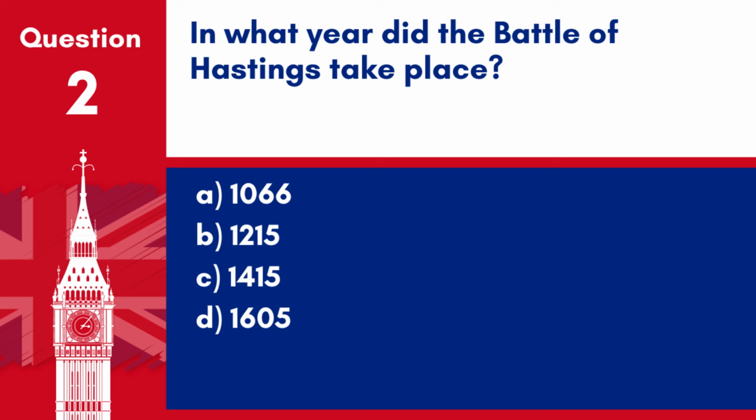Question 2. In what year did the Battle of Hastings take place? A. 1066. B. 1215. C. 1415. D. 1605.